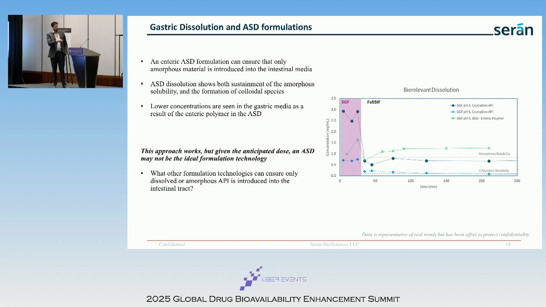And we even have some formation of drug polymer colloidal species, which is that solubility that we're seeing above the amorphous line. So this approach works, right? Our problem statement was we need amorphous material. We got amorphous material, and we're able to maintain that. But that might be over-engineering a solution. Is there a simpler way?